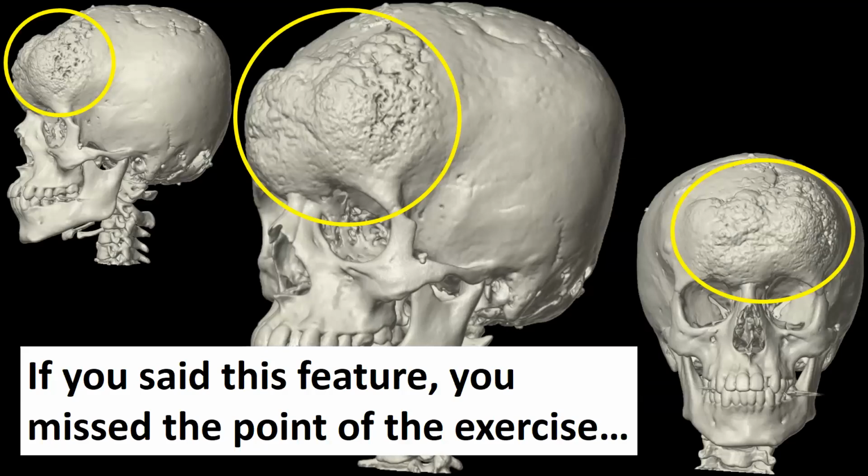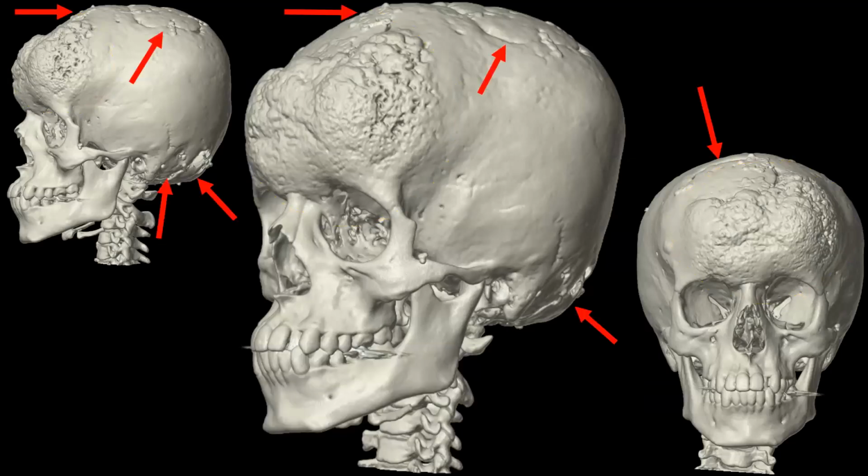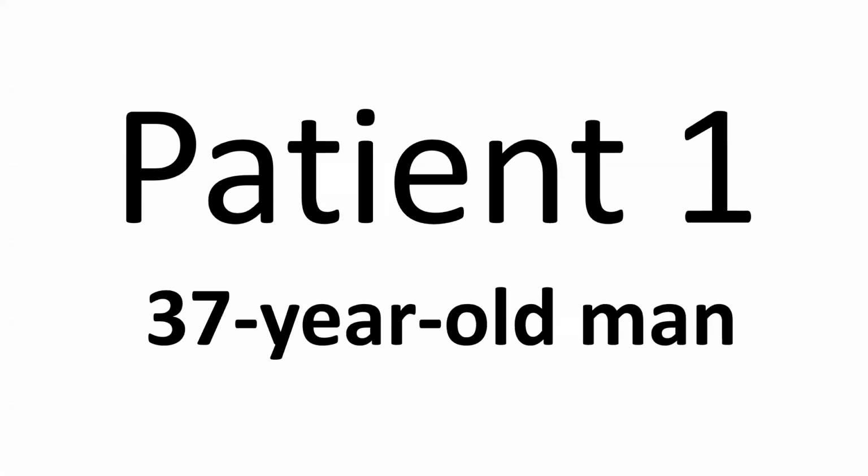If you said this was the key feature, again, you've missed the point. Here is the key feature. Multiple craniotomies, many of which are healed, which means remote, right? So you were talking about a lower grade thing, and what patient can have multiple craniotomies, supratentorial and infratentorial, and a hyperostotic meningioma? NF2. And that was it. Did you like that exercise? Okay, yes, very good.